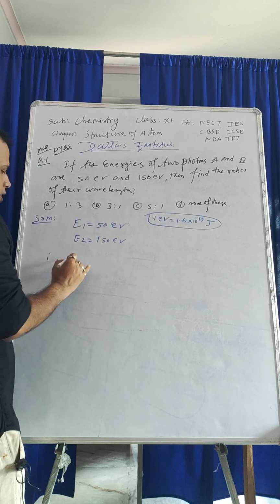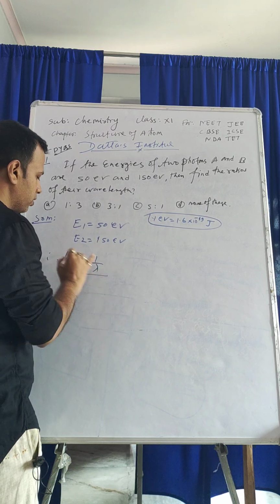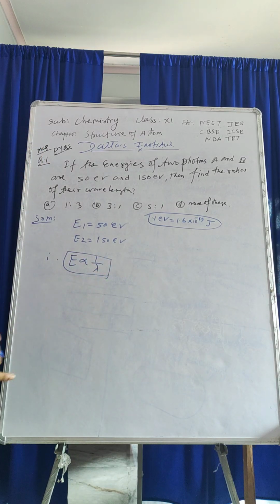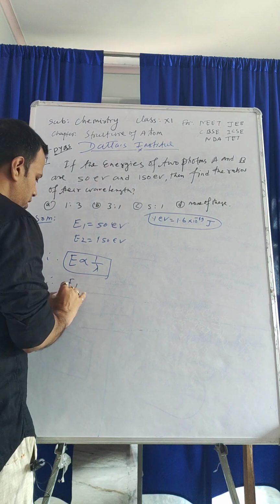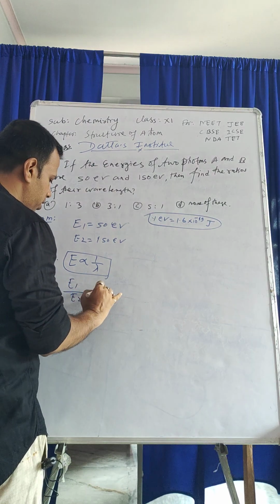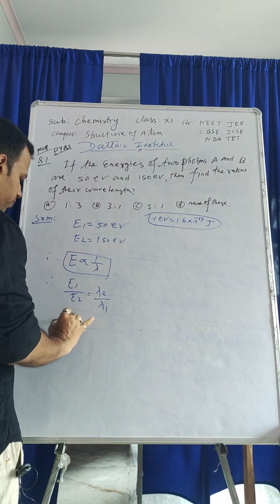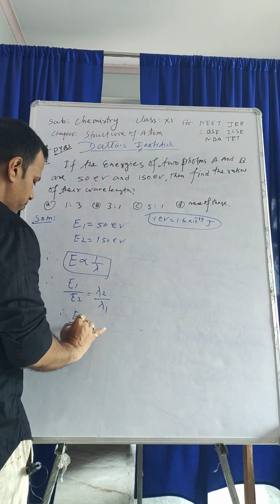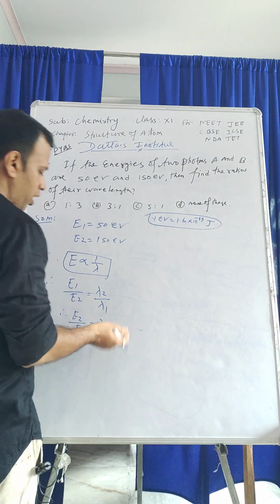So what is the formula? We know that the formula is E proportional to 1 by lambda. Energy is inversely proportional to wavelength. So from that we can write E1 by E2 is nothing but lambda 2 by lambda 1. So therefore E2 by E1 is equal to lambda 1 by lambda 2. I just convert this one.